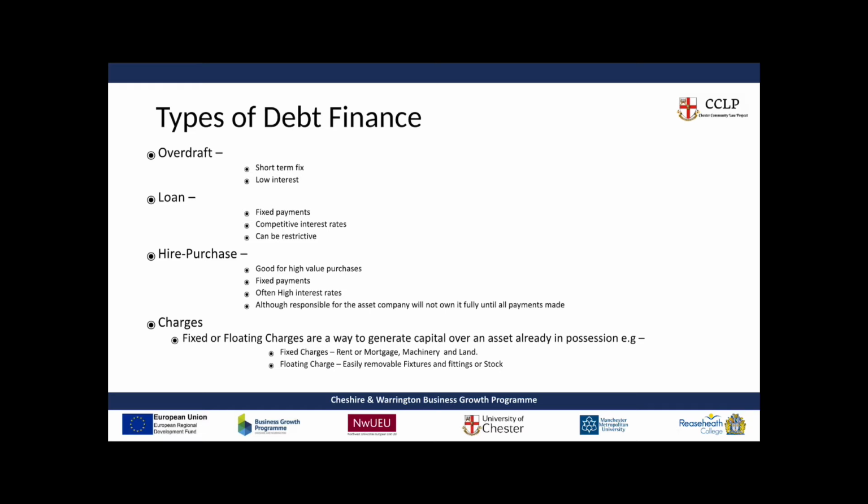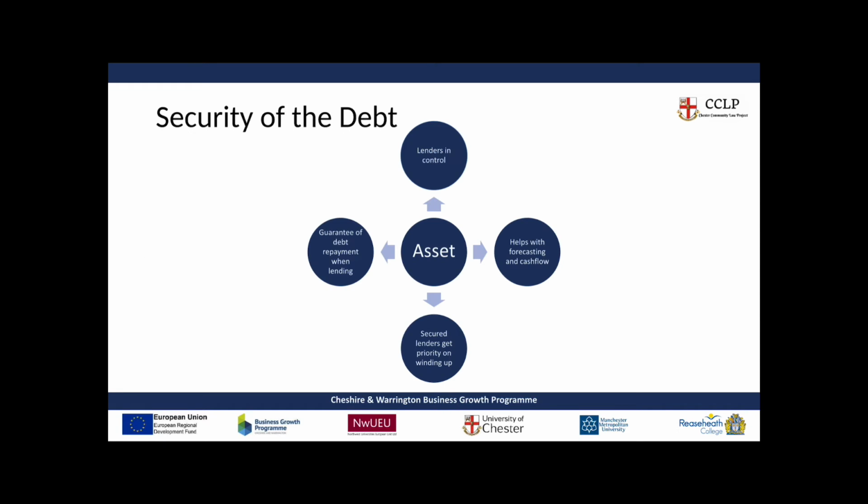Or a floating charge, which could be something, say for instance, stock. So you'd have £500,000 worth of stock. You could take out a financing agreement with somebody and use your stock as your asset to generate capital. As mentioned earlier, there is an element of security over your asset. So lenders in return will get a guarantee of debt repayment when lending to you.